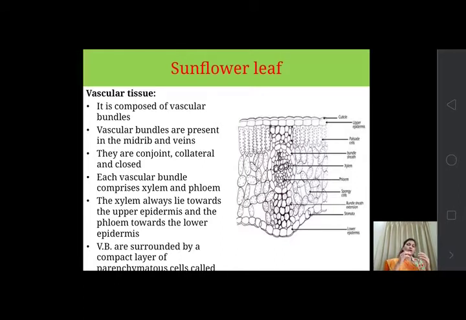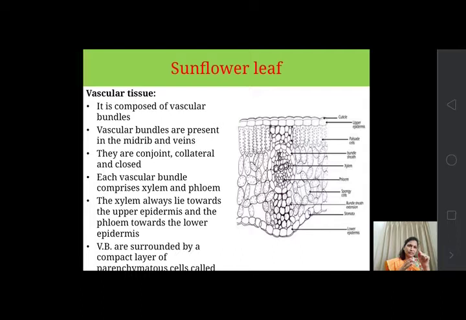Okay, so you can say that the xylem faces towards the palisade parenchymatous tissues and the phloem faces towards the spongy parenchymatous tissues. Okay, so this is the arrangement of the vascular tissues in the case of the leaf. And this portion, you can see here.